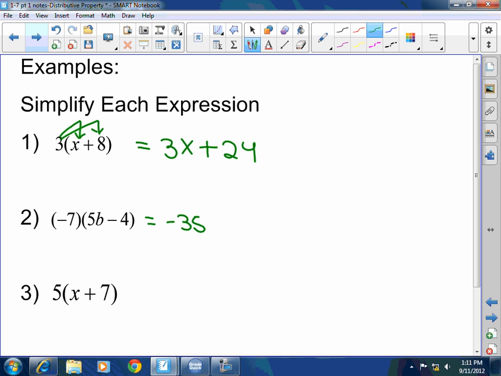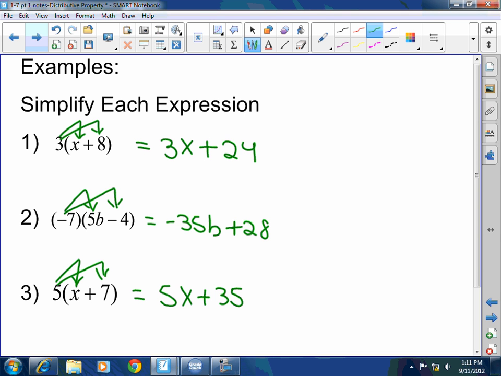Negative 35b plus 28. I couldn't have done that better myself. Awesome. Negative 7 times 5b is negative 35b. Negative 7 times negative 4 is positive 28. Done. Yes, sir. Next, go. 5 times x is 5x. 5 times 7 is 35, and that's a positive 35. Done. Does that make sense?